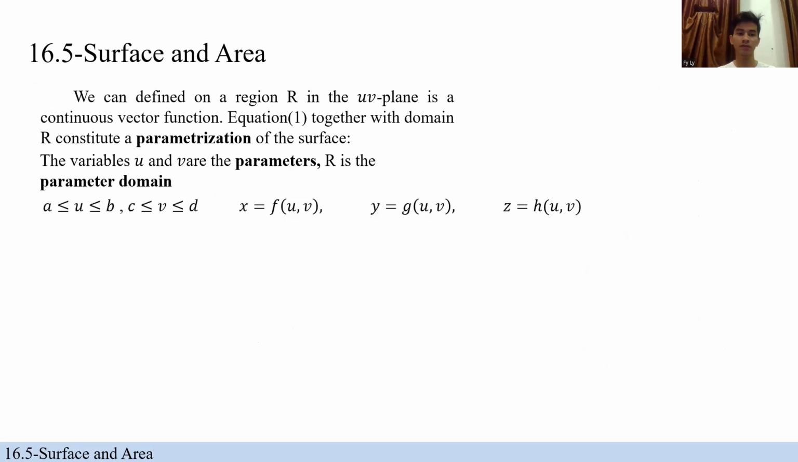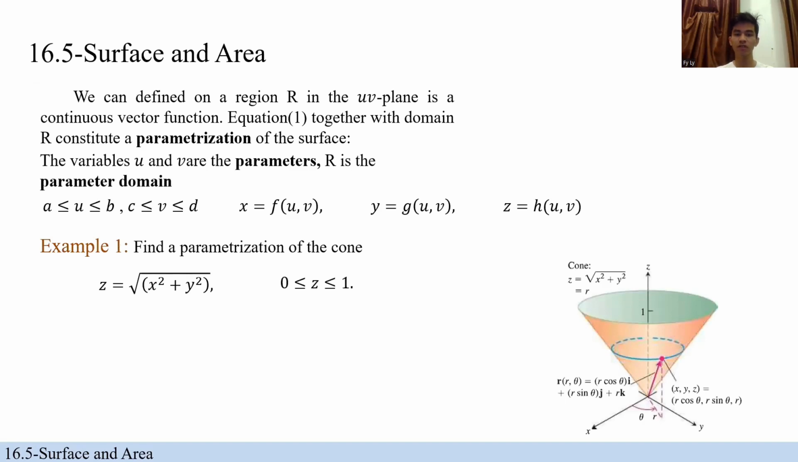So we can define, on the region in the uv plane, a continuous vector function. The variables u and v are the parameters, and the parameter domain is R. Here is the uv domain, and x, y, and z are equal to the functions f, g, and h. Let's take a look at an example.